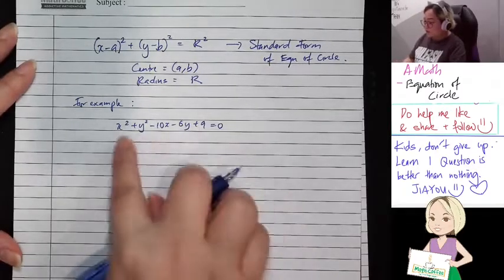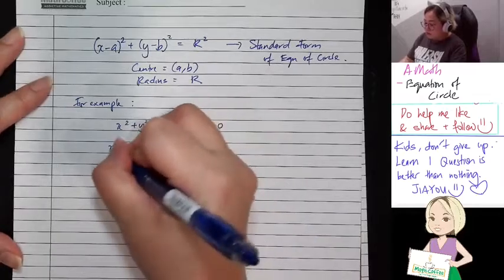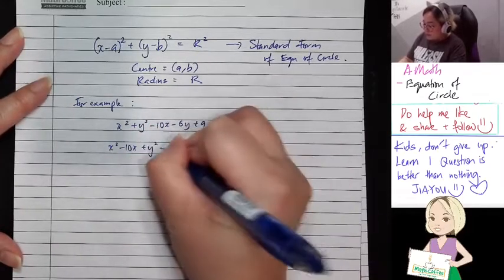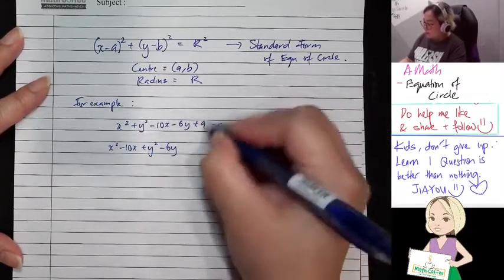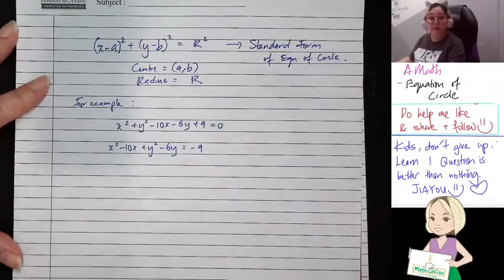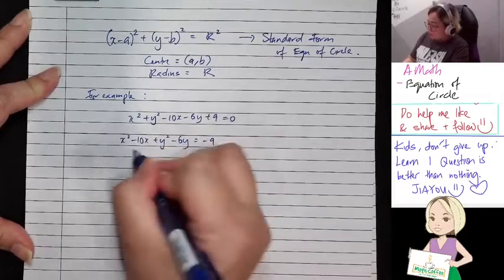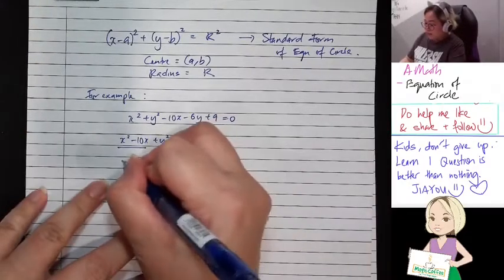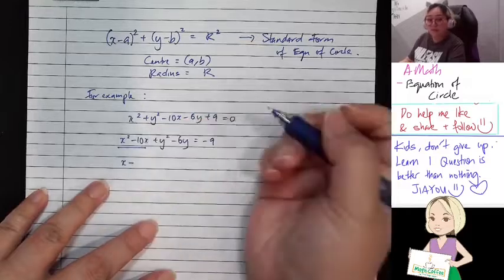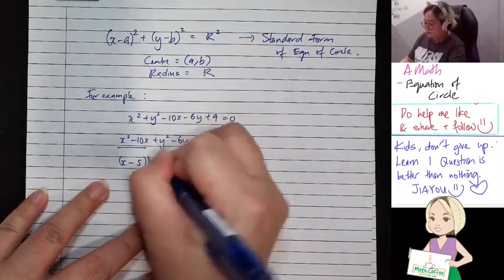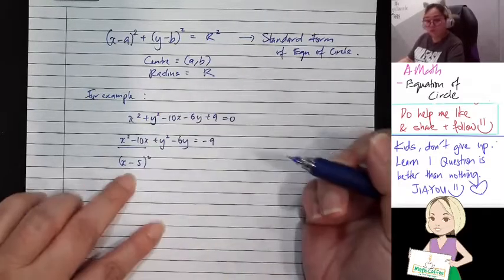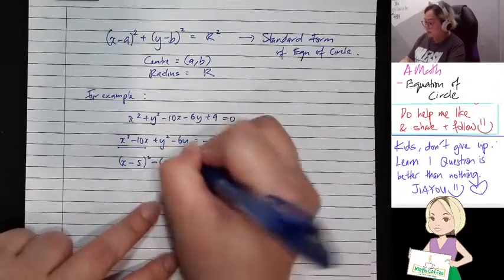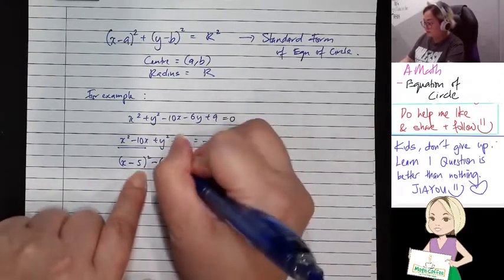What I'm going to do is arrange the x and y terms together first. So x squared minus 10x will be together, plus y squared minus 6y will be together. The number, I will bring to the other side, becoming negative 9. The first 2 terms will be (x minus 5) squared, because I take the 10 divided by 2, which is 5. Then minus the back number squared, and this back number is the 5.